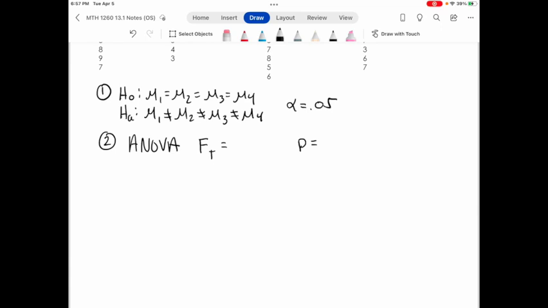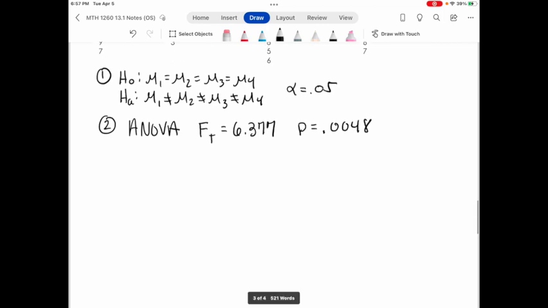For your F-test statistic, you should get 6.377. And for your p-value, you should get 0.0048.